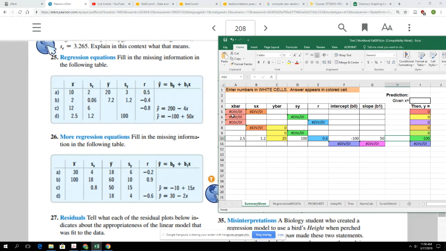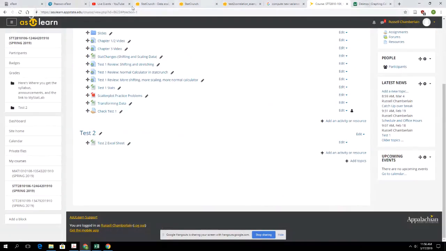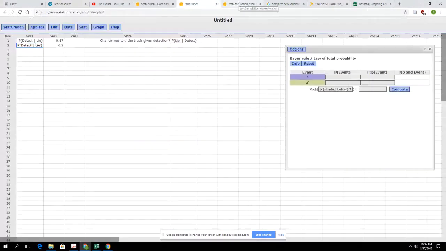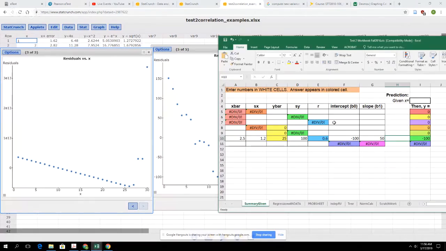I could do several more examples, but it's that simple with this workbook, which I've posted on As You Learn. You'll have it right here. Okay, so there's that. Residuals, we talked about residuals. We talked about making correlation tables so far.